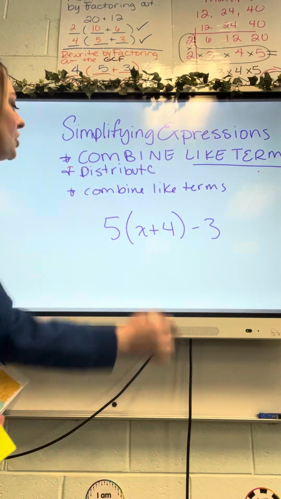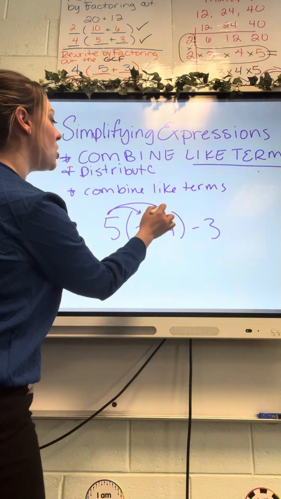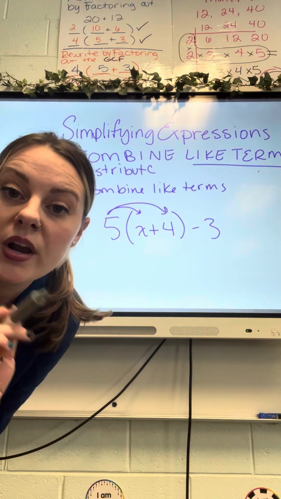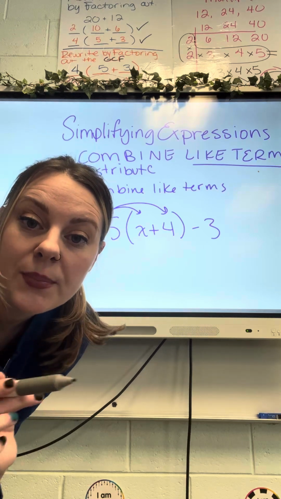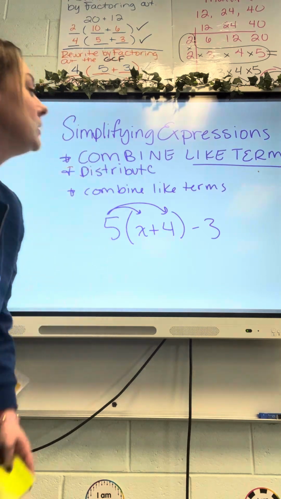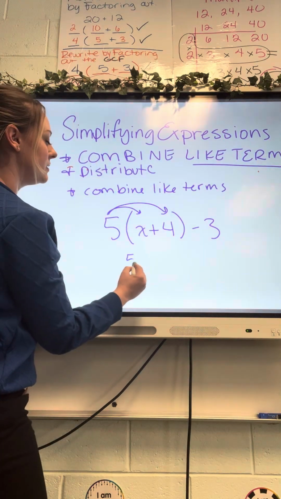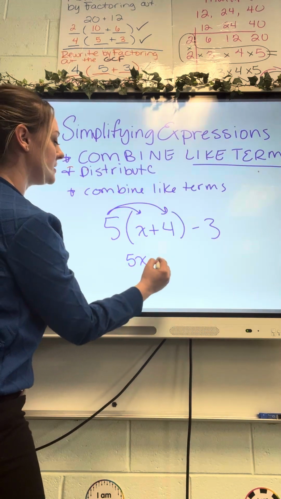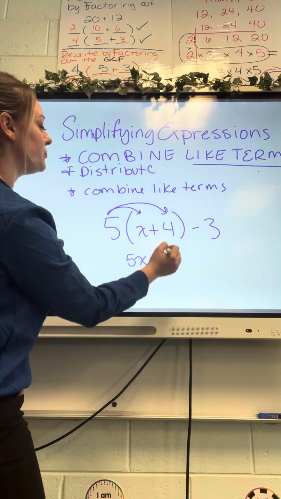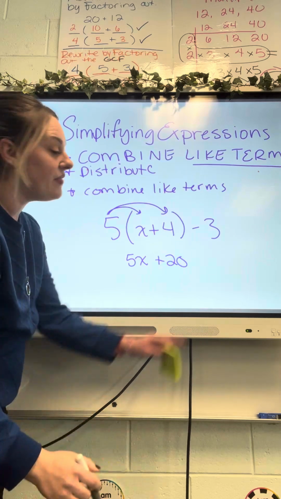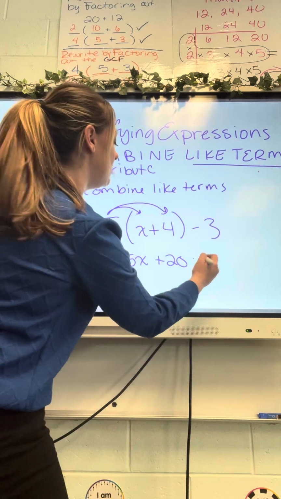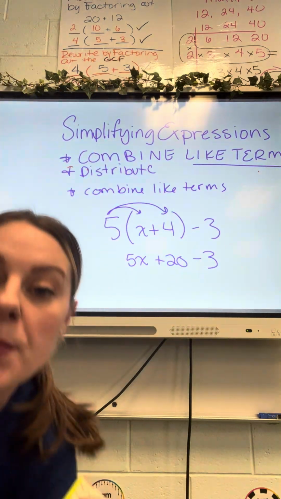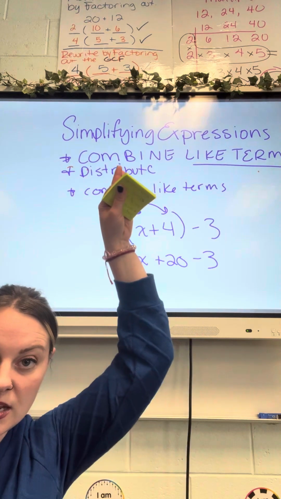All right, so here we go. I'm going to distribute the 5. I draw my arrows. Make sure that you guys draw your arrows. It's going to really help you whenever you get up into more higher level algebra. 5 times x is 5x. Plus sign. 5 times 4 is 20. And then this just stays. Bring it down. Minus 3. Okay, now I'm going to combine like terms. I already distributed. Now I'm going to combine like terms.